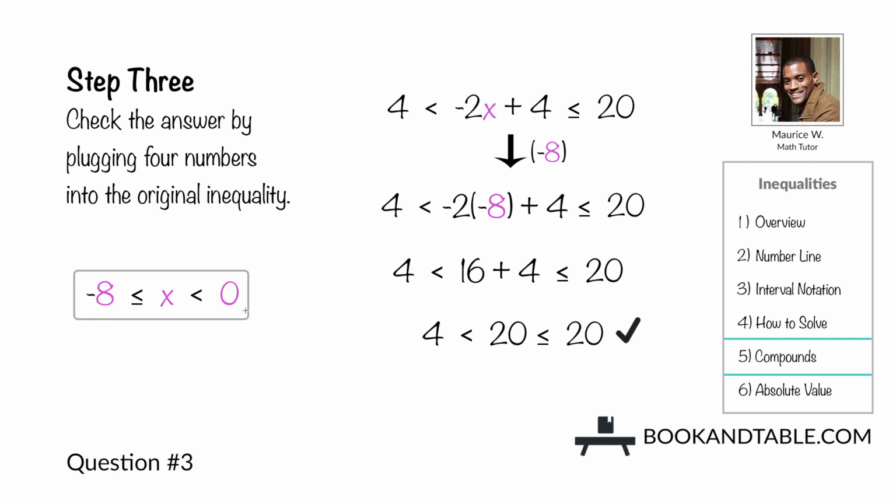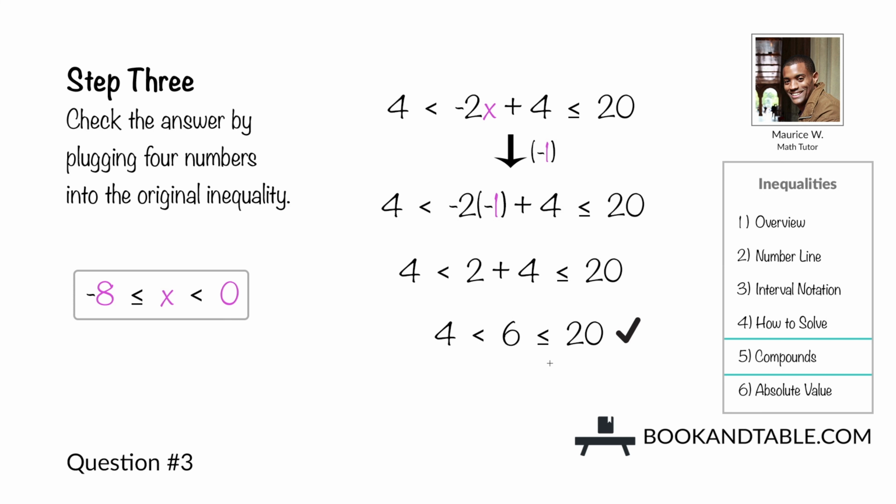Now we want to test the right side of our inequality. X is less than 0. So we want to plug in a number that is less than 0, like negative 1. That should work. And then if you plug in 0, that should not work, since x should be less than 0. Negative 2 times negative 1 is 2. 2 plus 4 is 6, leaving us with a true statement. 4 is less than 6, which is less than or equal to 20.